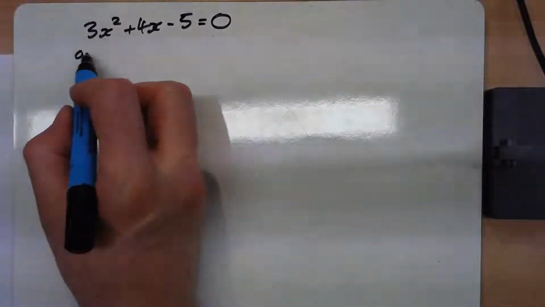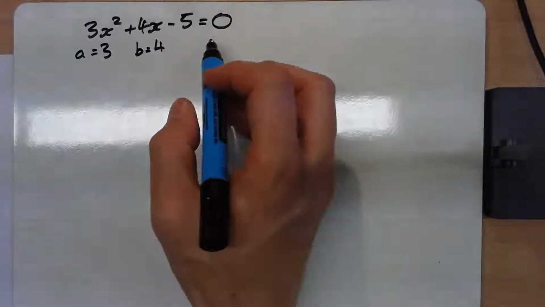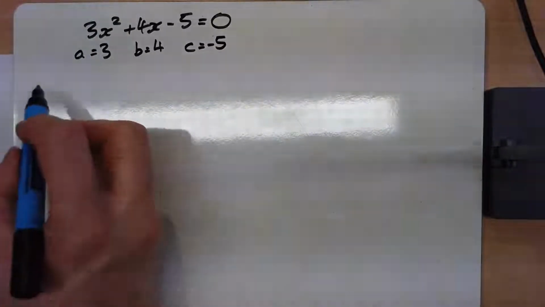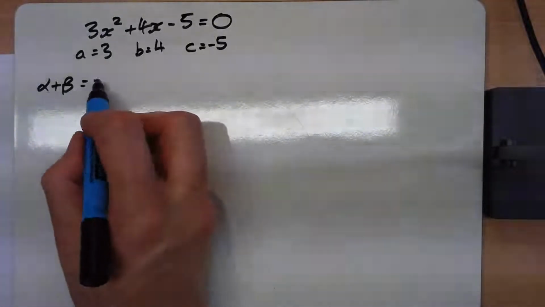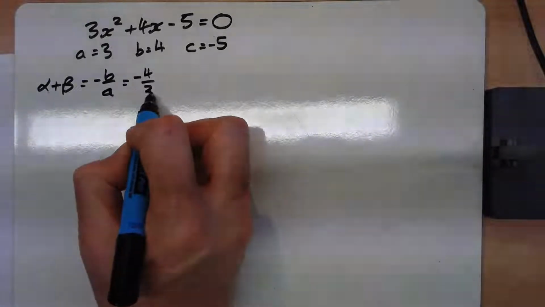So the first question is all about this quadratic here and all the things we can do with it. We've got three values here. We've got a is 3, b, the number of x's, is 4, and c is -5. And the thing that you have to remember is that the sum of the roots is minus b over a. So here we've just got -4/3.